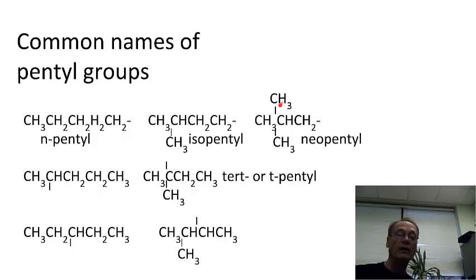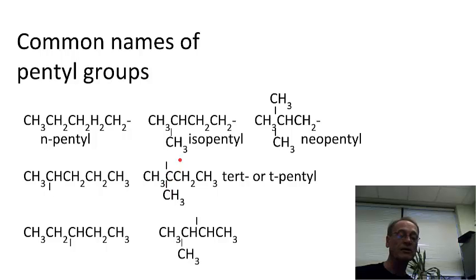So neopentyl is five carbons, three carbons in a row, a methyl group coming off the second carbon, another methyl group coming off the second carbon, and then CH2. That's kind of like neopentyl. This one, you might say, well, maybe that's sec-pentyl, and probably most people would recognize it if you called it sec-pentyl. But then what are we going to call this one? It's not t-pentyl, because this is t-pentyl.